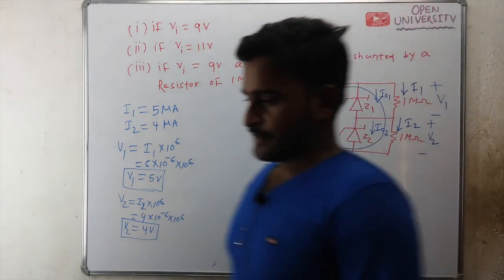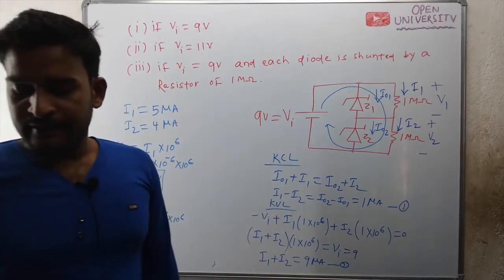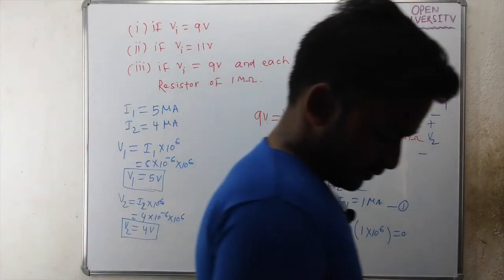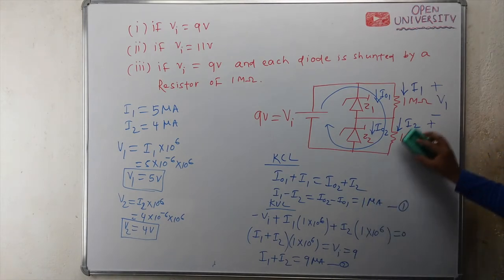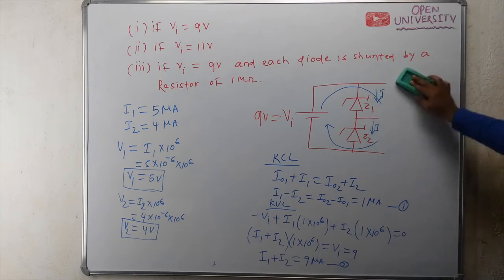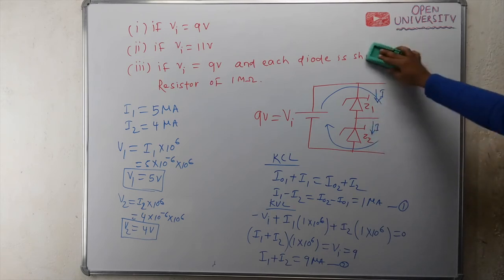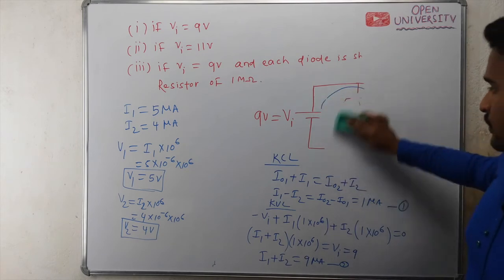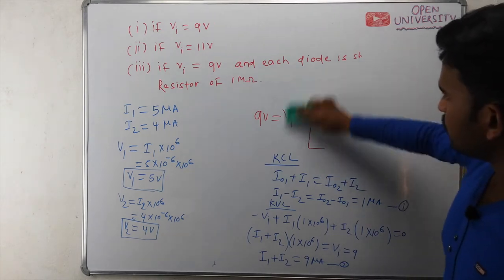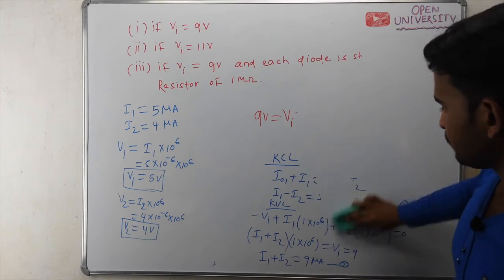Okay, next give the heading. The next type of regulator is the op-amp control series regulator. Give the heading op-amp control series regulator.